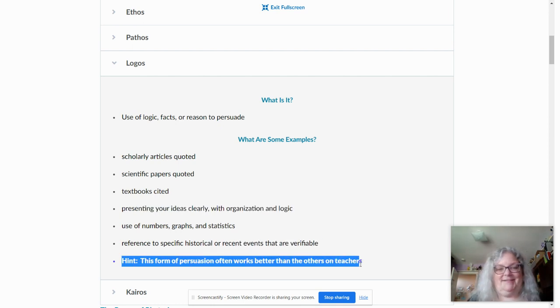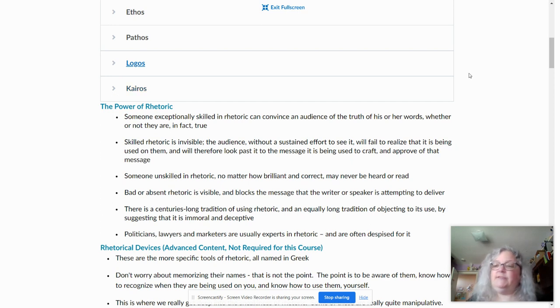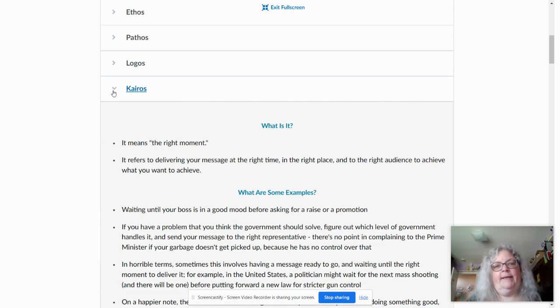As I mentioned, this form of persuasion often works better than the others on teachers, or at least that's what we would like to believe. Never doubt, though, that both ethos and pathos work on teachers too. Okay? And then the last one, this is the one that Protagoras came up with later. And it's a little bit of a different style, is kairos. Kairos, what it means is the right moment. And it refers to delivering your message at the right time, in the right place, and to the right audience to achieve what you want to achieve.